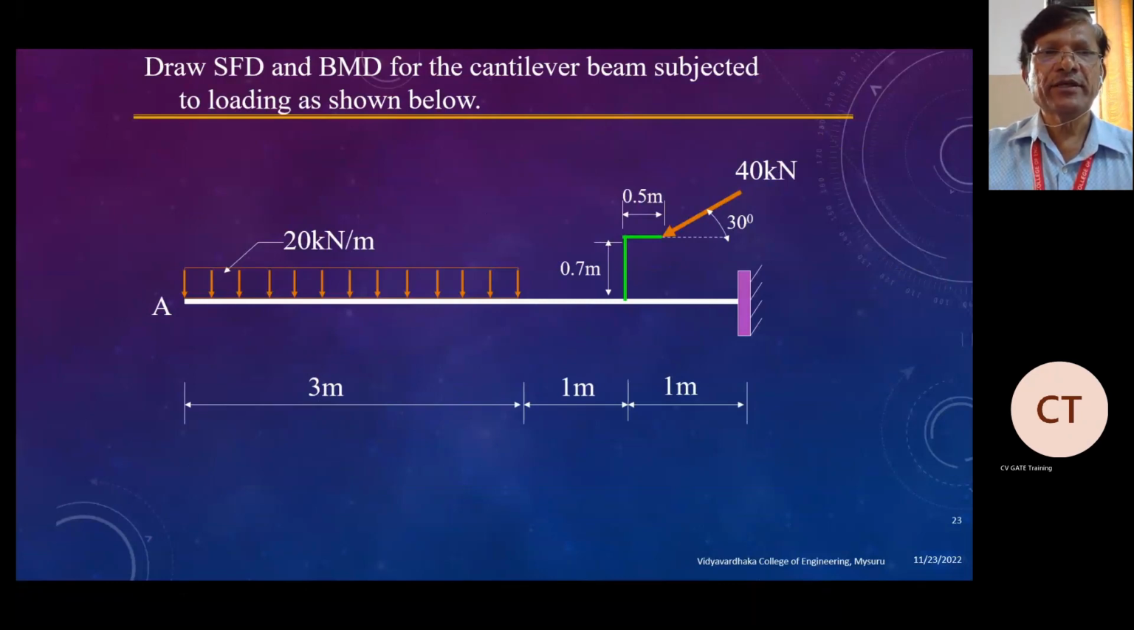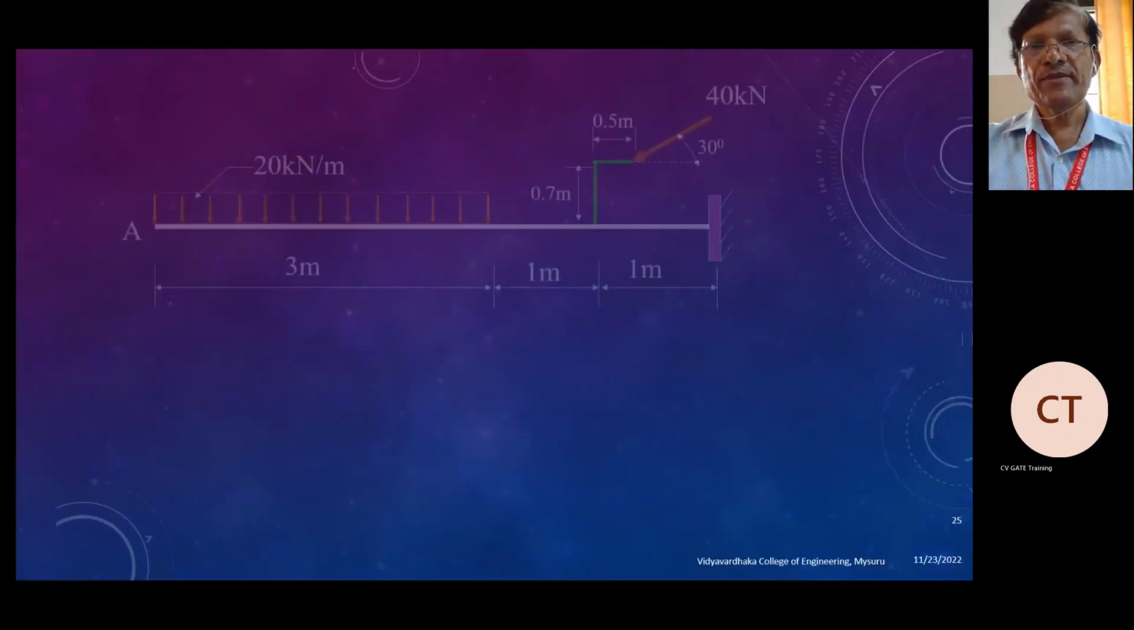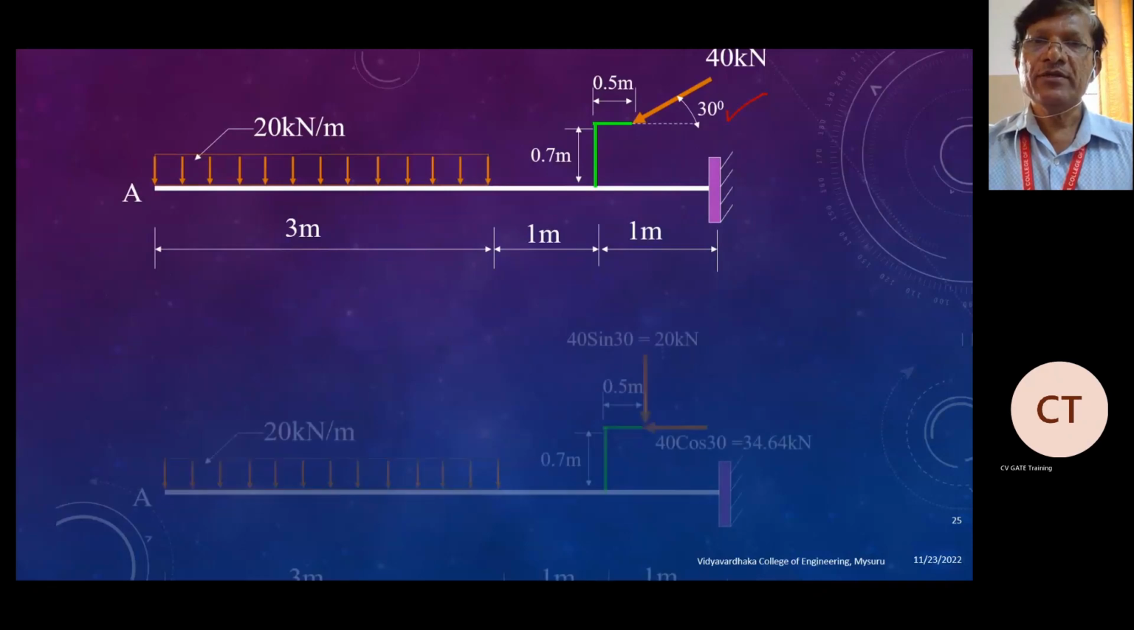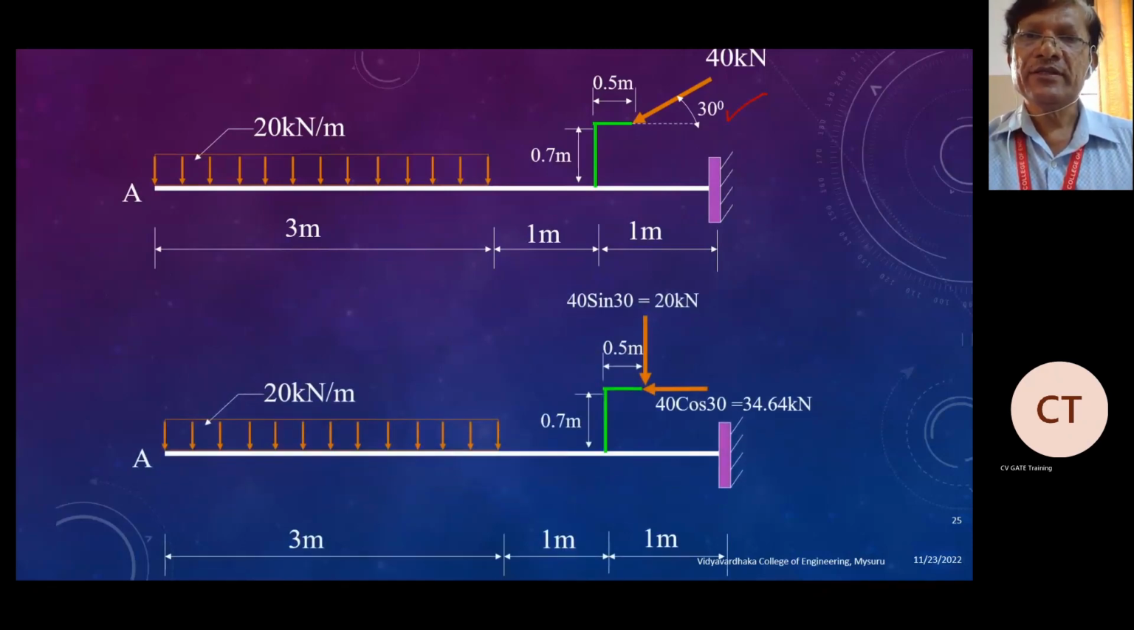It is subjected to a UDL and also an inclined load at a lever arm, given like this. The distances are 0.7 meter and 0.5 meter. Here you have to resolve the forces. The UDL is okay, no problem, it is vertically downward. The inclined force is at 30 degrees, so you have to resolve it. 40 cos theta will be in the horizontal direction and 40 sin theta will be in the vertical direction.